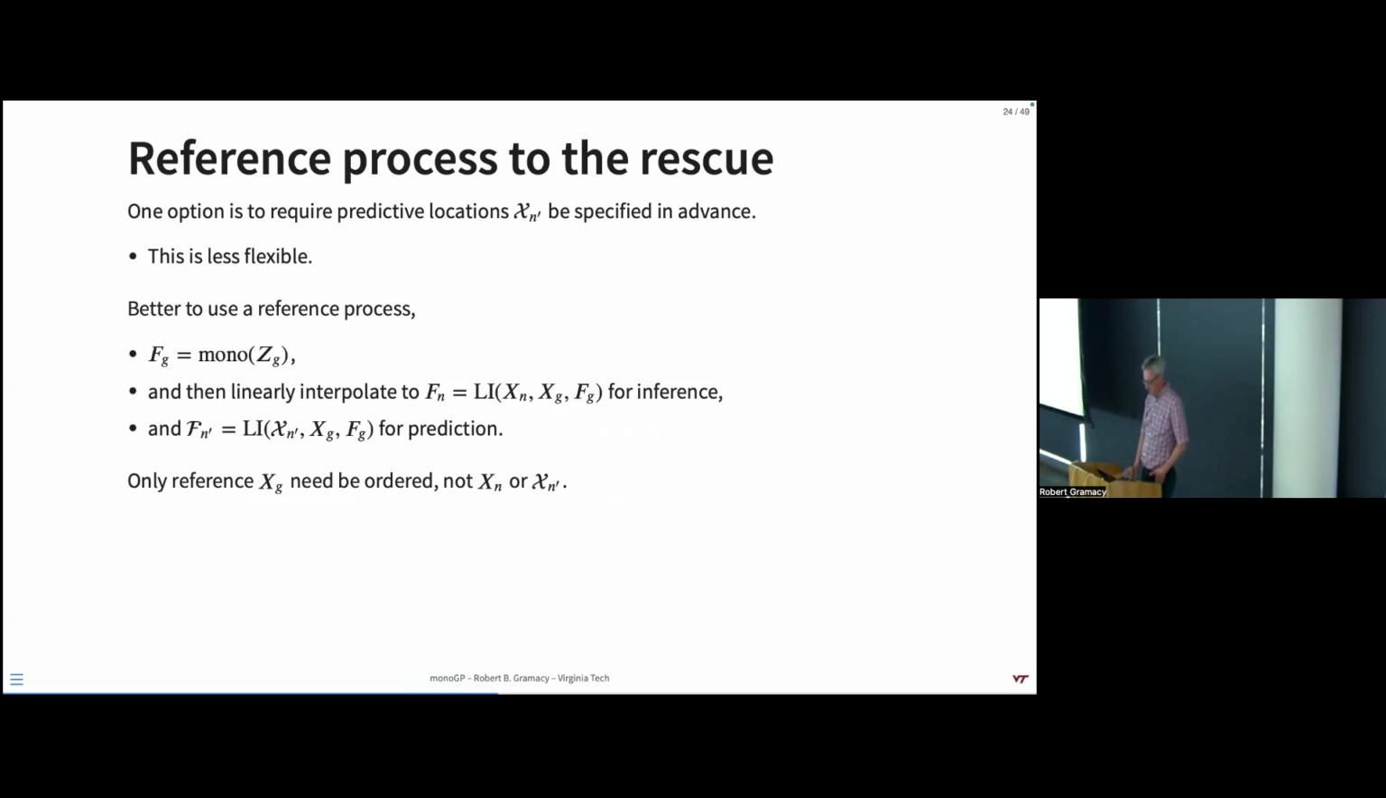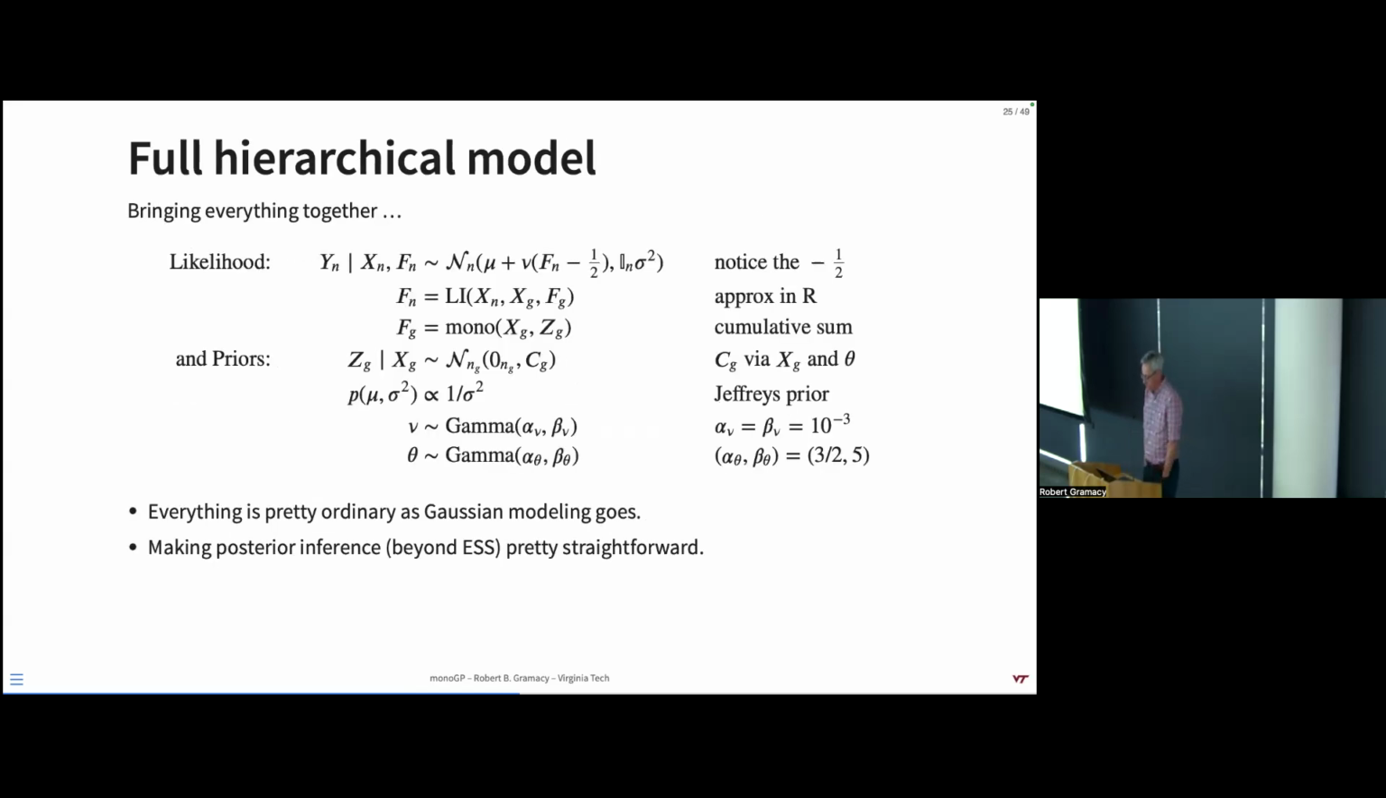So when I write mono of z, I just mean that you're going to exponentiate and then cumulative sum and then renormalize. That's my monotonic transformation. I'm going to do that on the reference grid, and then I'm going to linearly interpolate to the training data or to the predictive locations, depending on the context in which I want to use it. So the full hierarchical model, I don't know, if you're a Bayesian, you love these things. If you're not, you hate them. So it's okay if you gloss over.